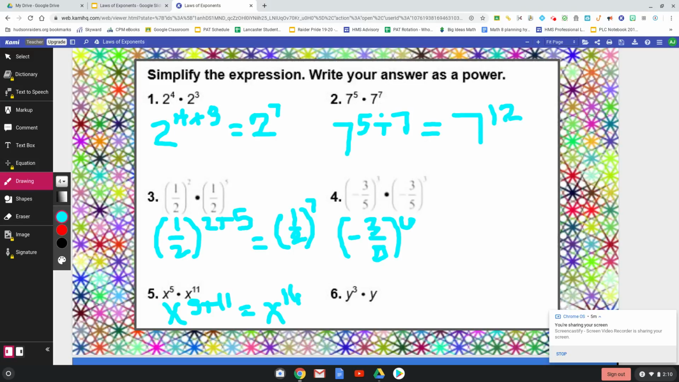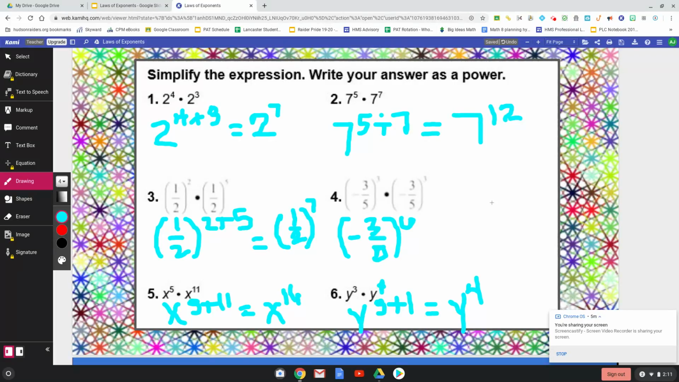Our next example is y to the 3rd power times y. When y is by itself, we understand that there is an exponent of 1 here. So when we add this together, we have y to the 3 plus 1, which is simplified to y to the 4th power.